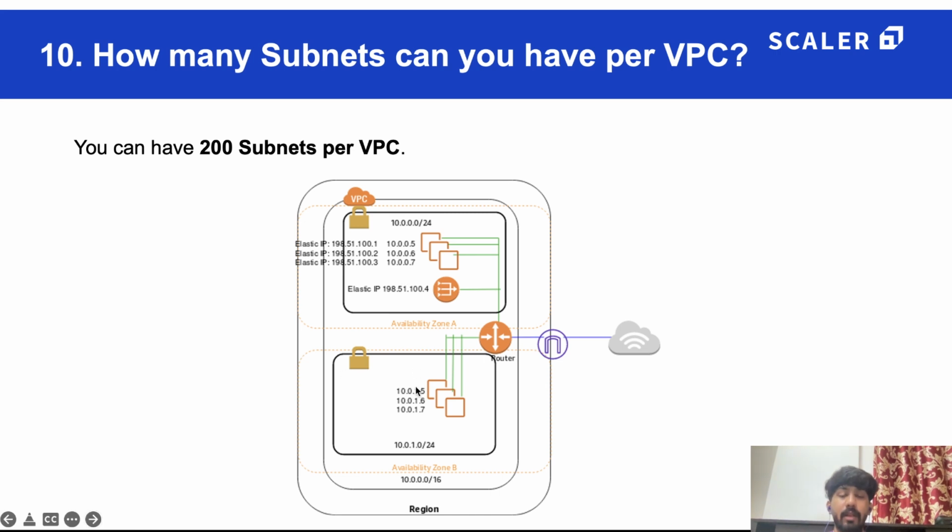So they can only privately communicate with each other if there is a communication portal between them. If not, they wouldn't be able to do it. So that's basically it. Okay, so for this question the answer would be you can have 200 subnets per VPC. I just wanted to give you a brief about subnets.